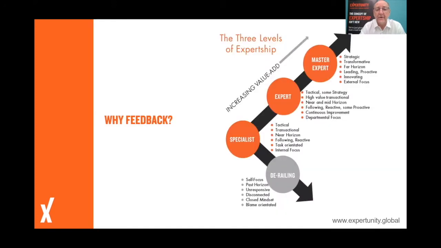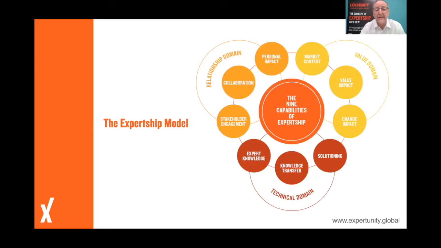As you might have seen from your manager's guide and from the previous video, which hopefully you watched on your induction, there are 3 levels of expertship: specialist, expert and master expert. Each of your experts on the program will be assessed at which level they are operating for each of the 9 capabilities. You can see the ones at the bottom are their technical skills, and the ones at the top are more enterprise skills.